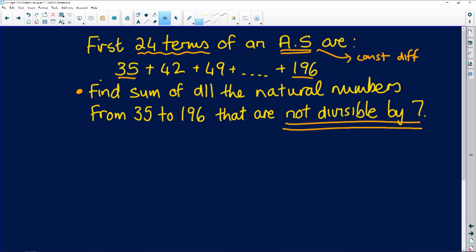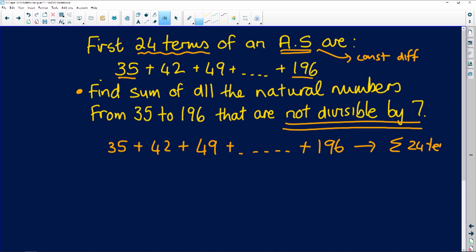This sequence here, the 35 plus 42 plus 49 plus ... plus 196, this is the sum of 24 terms. That's what they tell us. That's 24 terms added together. Now, if we look at this a little bit closer, we can see that from one term to the next, you've got to add 7. And as it is, these are all divisible by 7. That's 7 times 5, 7 times 6, 7 times 7. Okay, so what does this give us then?